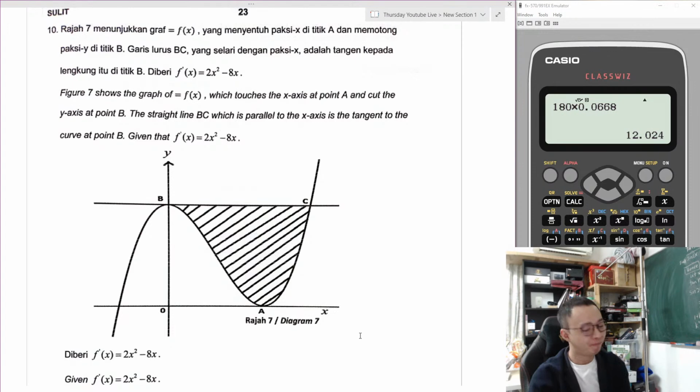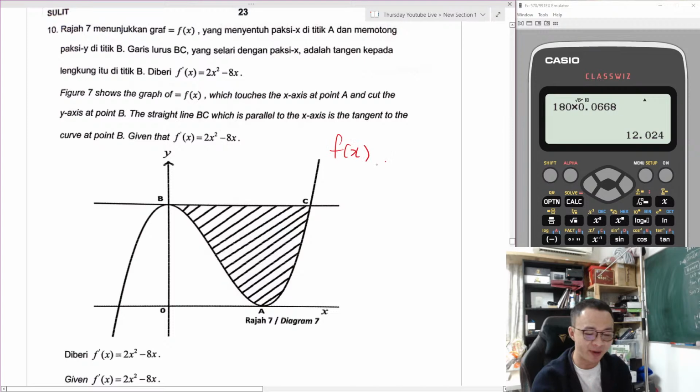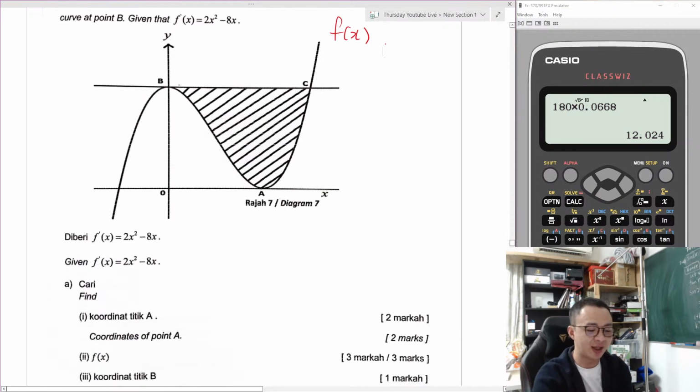Alright, so number 10. We have a diagram here, and this is f(x) according to the question. It touches the x-axis at point A and cuts the y-axis at point B, and BC is parallel to the x-axis and is tangent to the point B. So at least I know this one will be the maximum, and this one will be the minimum.